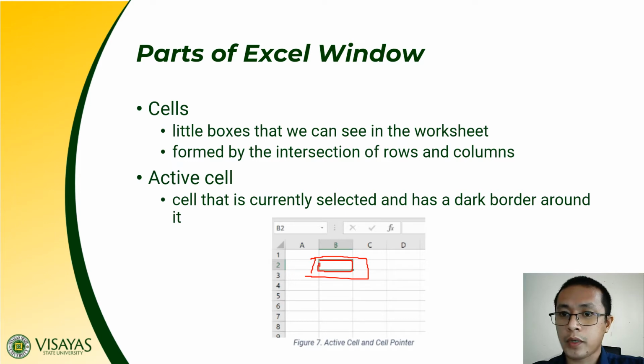So this is now our cell pointer. And this cell which contains a dark border is what we refer to as the active cell, or the cell which is currently being selected. And take note that our name box displays here the cell address of B2, meaning we are at column B, row number 2.